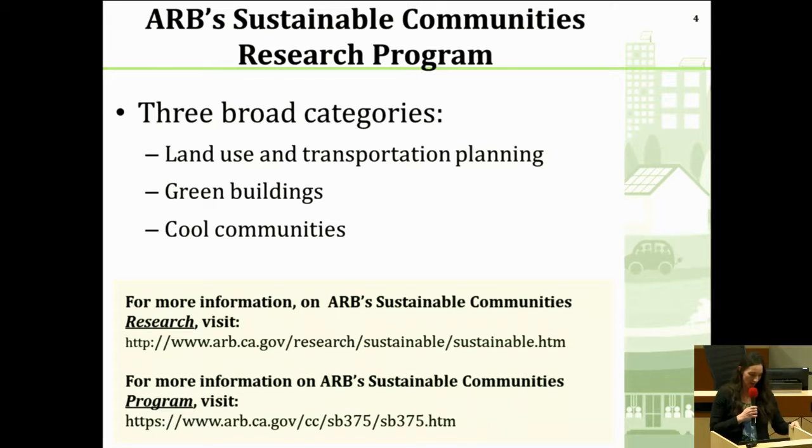We've categorized our research into 3 broad categories to try to help people navigate and find the information they're interested in. These categories are land use and transportation planning, green building and cool communities. The information about all of our completed and ongoing research projects that fit into these categories is found via the link that's on the top of this slide.